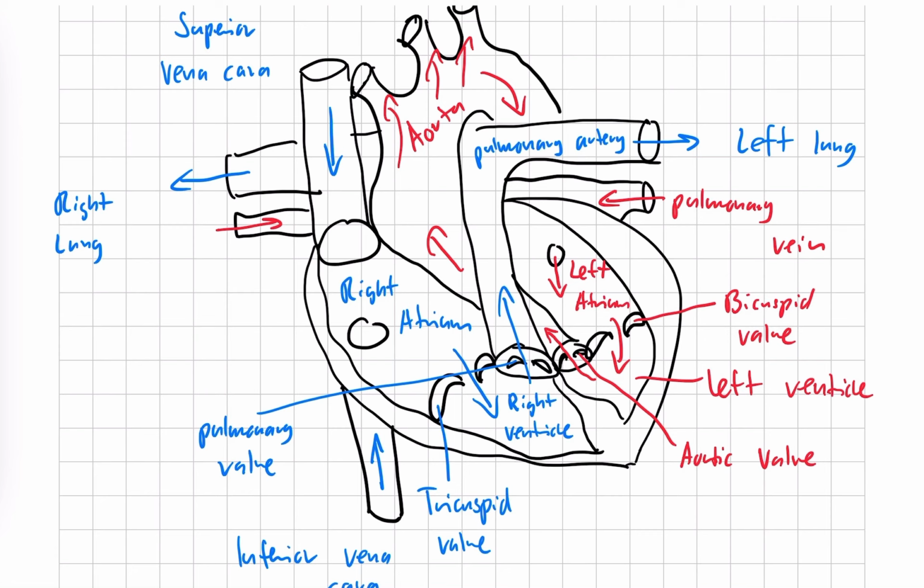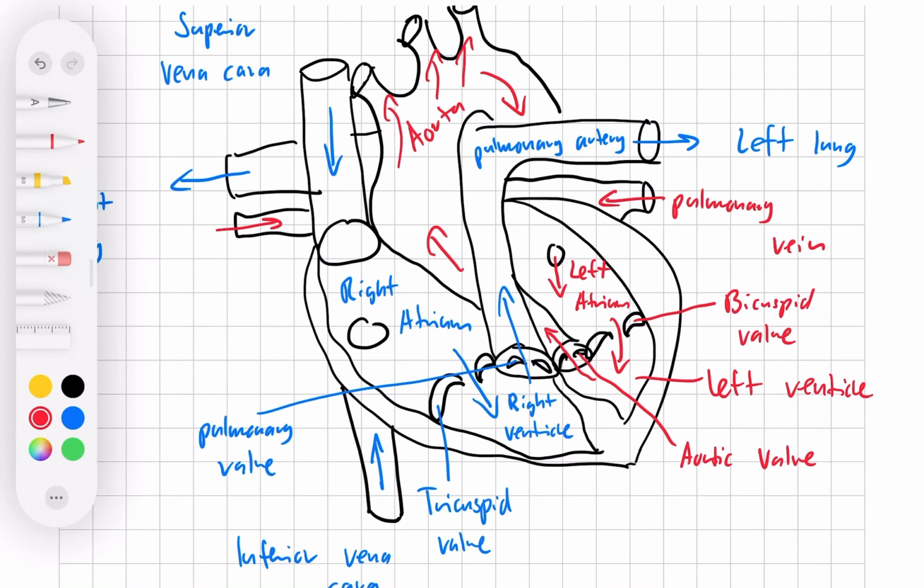And one more thing you can remember, in case anyone asks you this or you're in an exam, this is a septum. And the septum is there as a barrier between the right and the left chambers of the heart, so that oxygenated and deoxygenated blood doesn't mix.